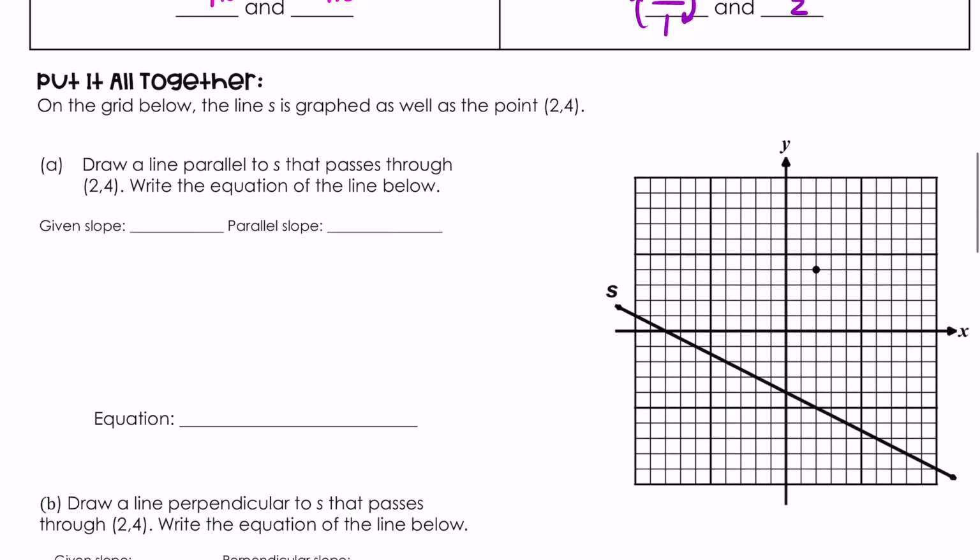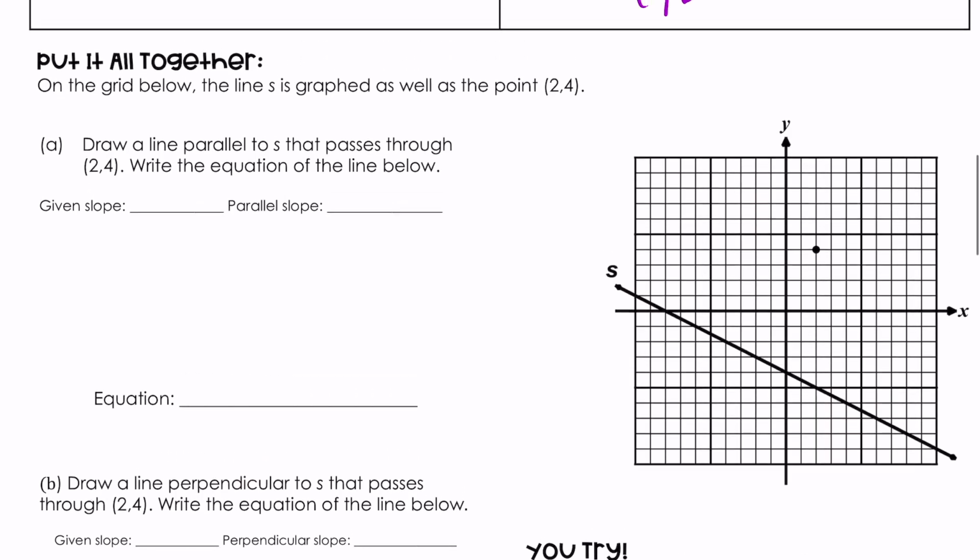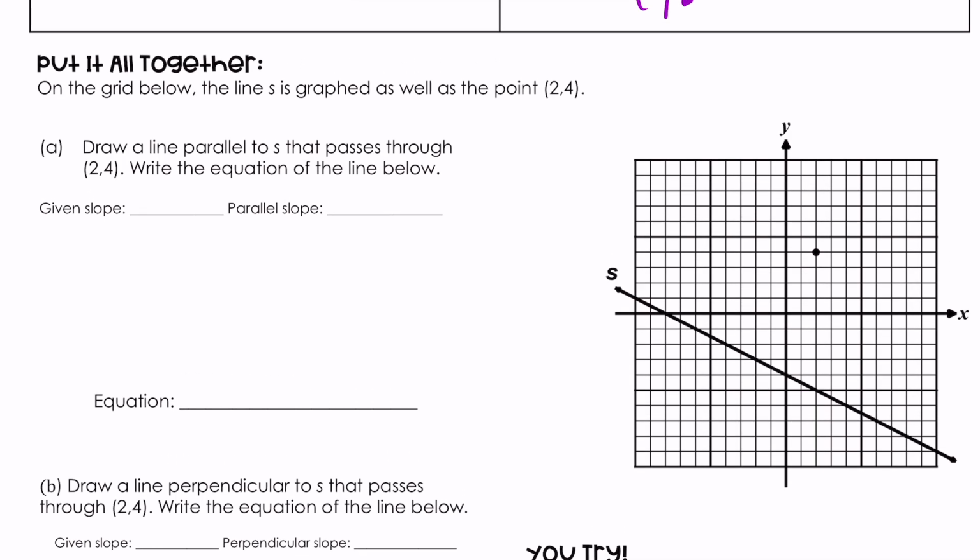Okay, so now in the putting it all together section, it says on the grid below, the line S is graphed as well as the point (2, 4). Part A says draw a line parallel to S that passes through the point (2, 4). Write an equation for the line below.